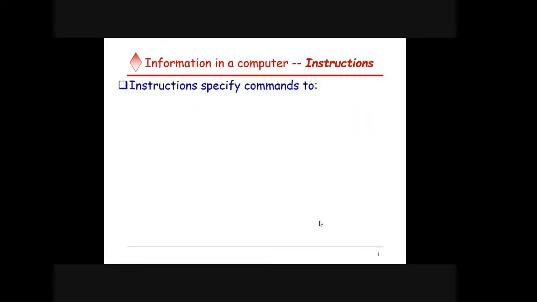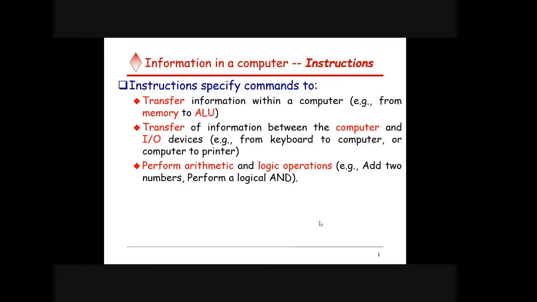So first of all, what do you mean by an instruction? The instruction is a command we are giving to the processor for doing a specific task. What types of tasks is the processor doing for us? The processor is doing mainly three types of tasks. One is data transfer, that is within the computer.